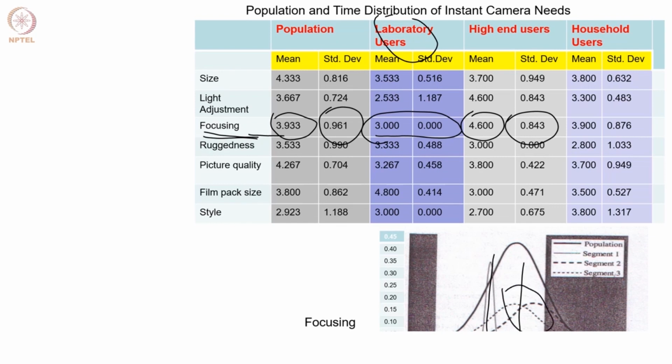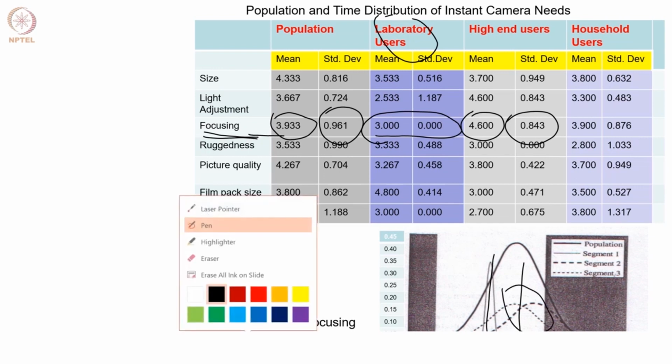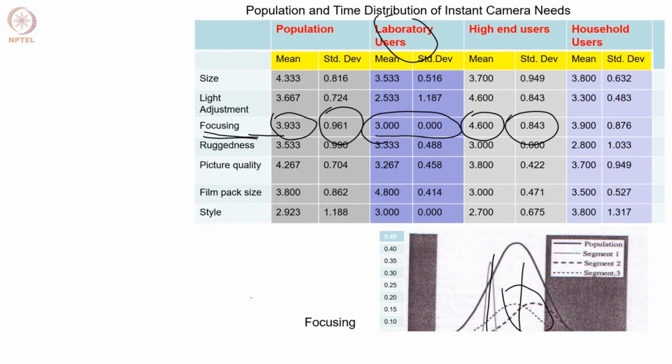So, this is the way how you need to look at it. So, one product with 3.3 and probably the other one with 3.9 may be a good option. So, that is the way how you need to look at the distribution.